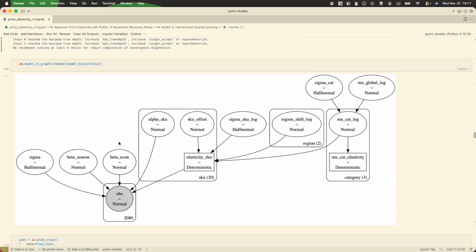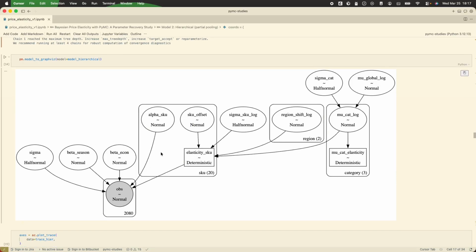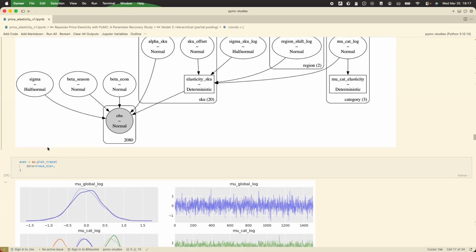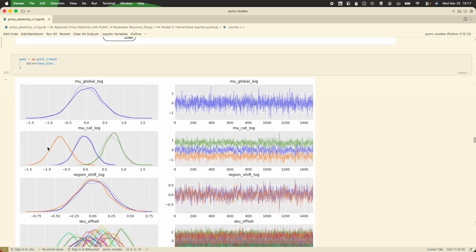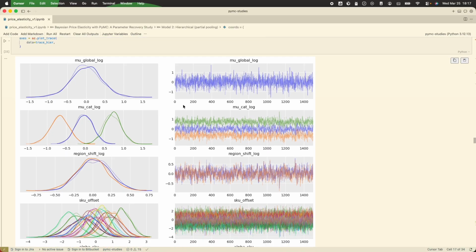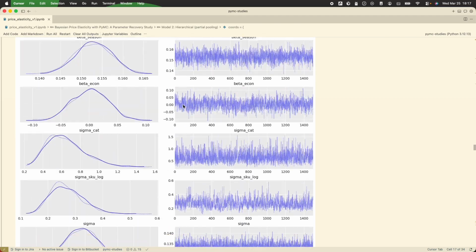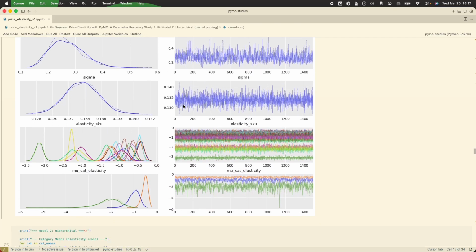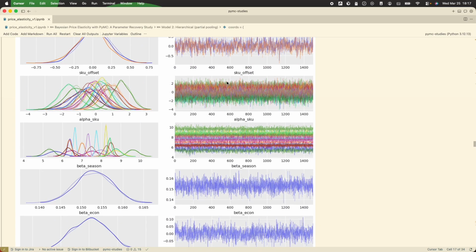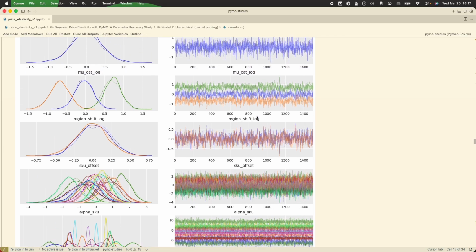If we look at the DAG here, you can see there's more structure upstream. You can see, for example, the category and the region both affecting the elasticity of the SKU, and then the elasticity of the SKU affects the observed quantities. And in the recovery plot, we can see our model diagnostics again. We can see the same fat caterpillar pattern here on the right.